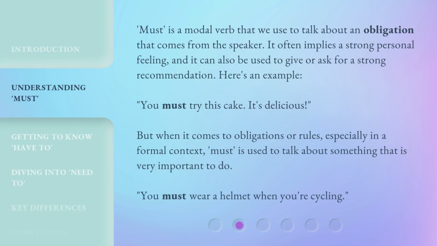Must is a modal verb that we use to talk about an obligation that comes from the speaker. It often implies a strong personal feeling, and it can also be used to give or ask for a strong recommendation. Here's an example. You must try this cake. It's delicious. But when it comes to obligations or rules, especially in a formal context, must is used to talk about something that is very important to do. You must wear a helmet when you're cycling.